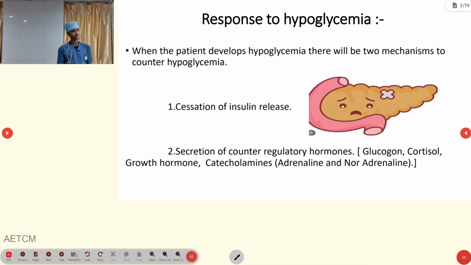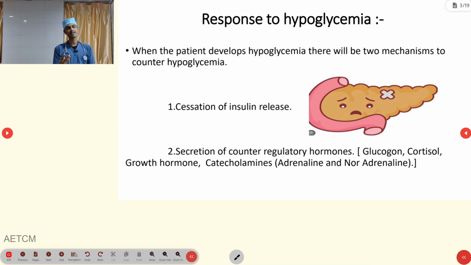Now, the response to hypoglycemia. Whenever our body gets altered from the normal physiology, the body itself tries to compensate for the condition. That is a compensatory mechanism. Here, there are 2 mechanisms that will happen. First one, it will temporarily stop the insulin release. Second one, it will secrete the counter regulatory hormones. What are the counter regulatory hormones? Those are the hormones that will increase our glucose level.